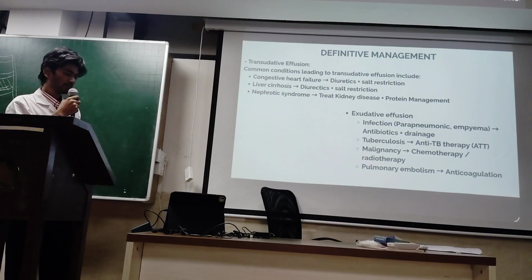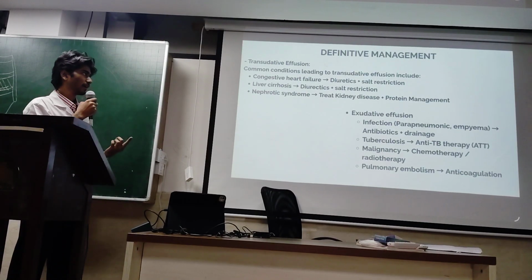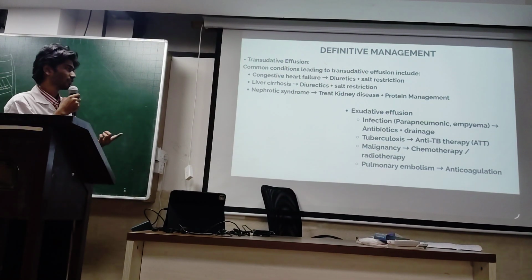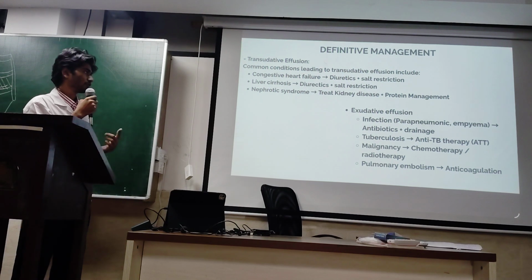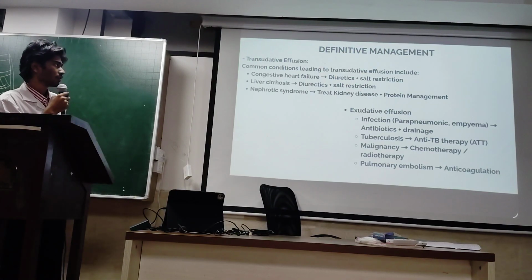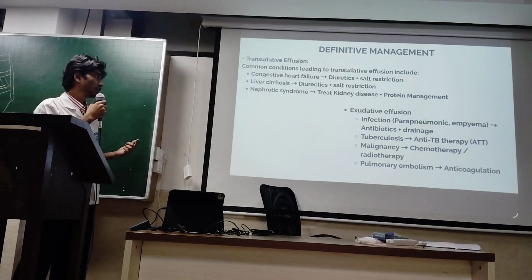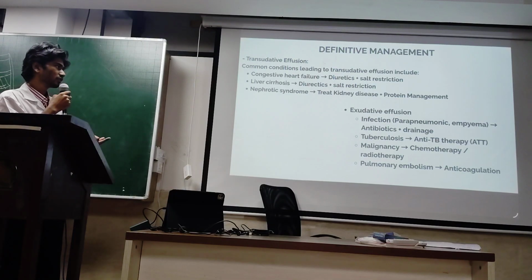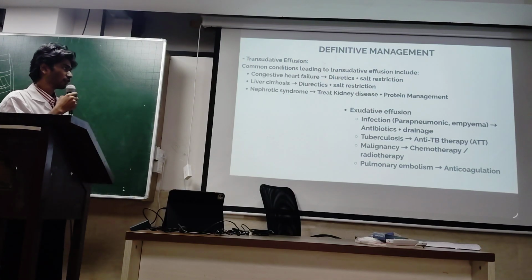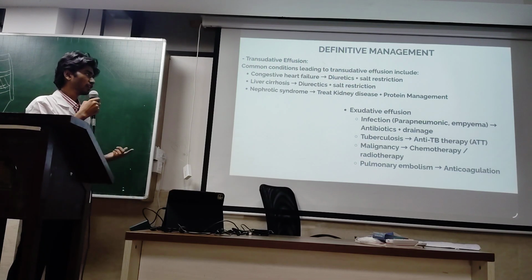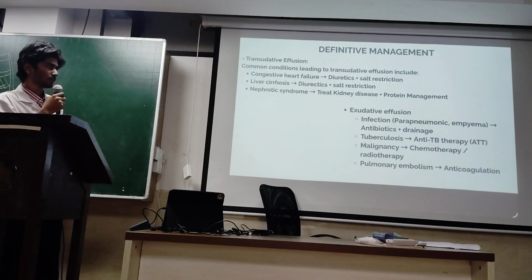Now coming on to the definitive management, meaning the primary things that we should do to manage the pleural effusion. As discussed earlier, there are two types of pleural effusion, transudative and exudative. The transudative is mainly due to congestive heart failure, liver cirrhosis, and nephrotic syndrome. The heart failure and liver cirrhosis may be managed at the primary level using diuretics and salt restriction, and the nephrotic syndrome could be managed by treating the underlying kidney disease and managing the protein intake.